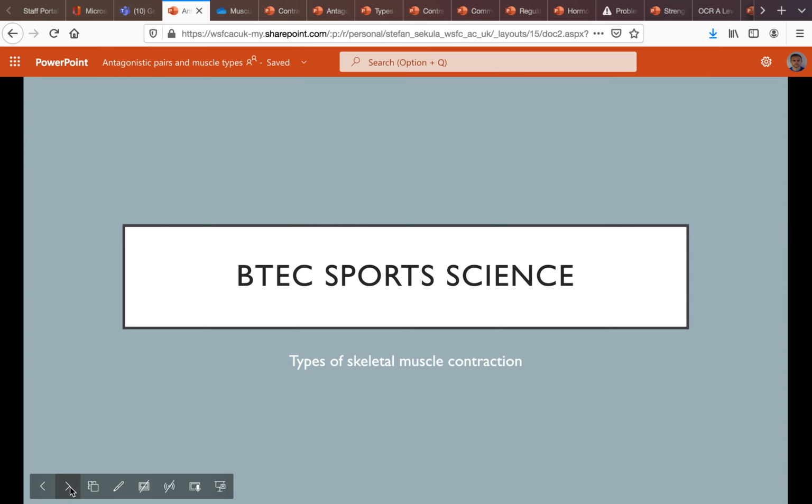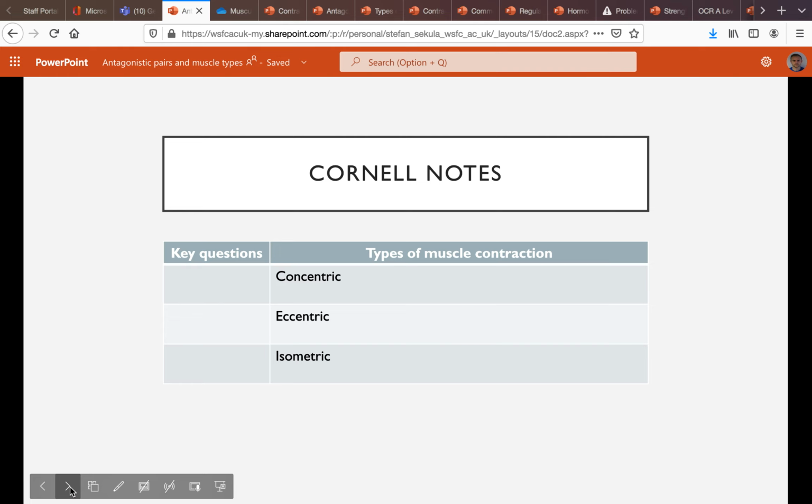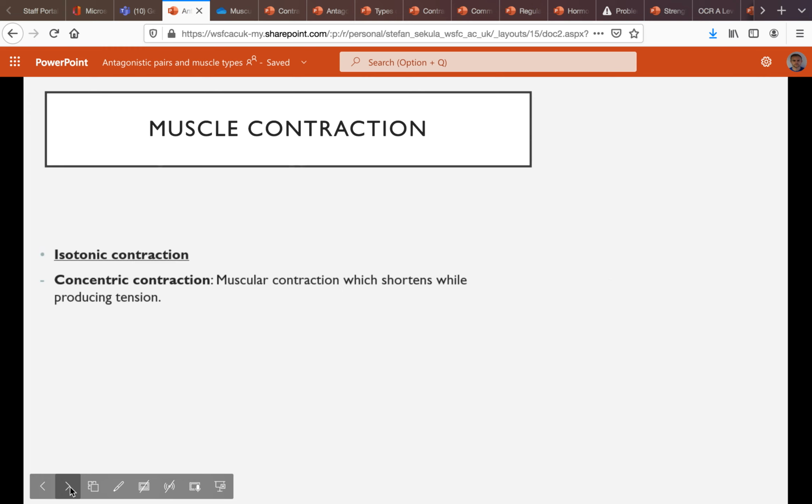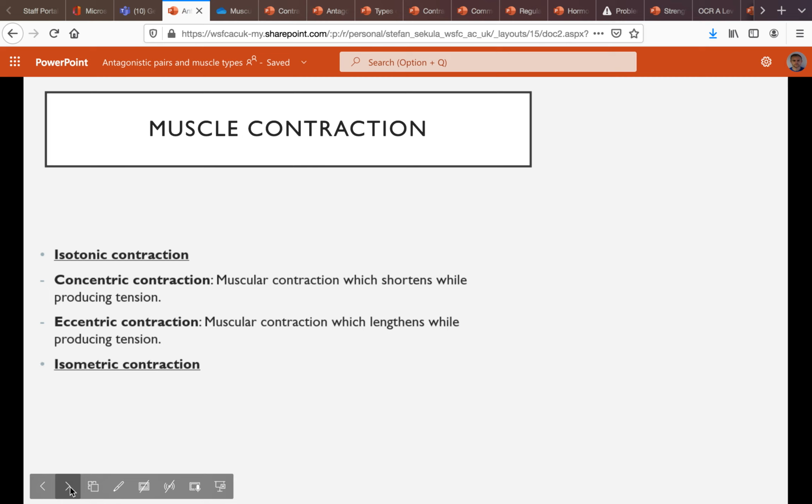So, what I want to talk about now are types of skeletal muscular contractions that we have. So we need to be aware of the type of muscular contraction: concentric, eccentric and isometric. So concentric contraction is when the muscle shortens under tension. An eccentric contraction is when the muscle lengthens under tension. And an isometric contraction is when the muscle stays the same length under tension, so it does not move.